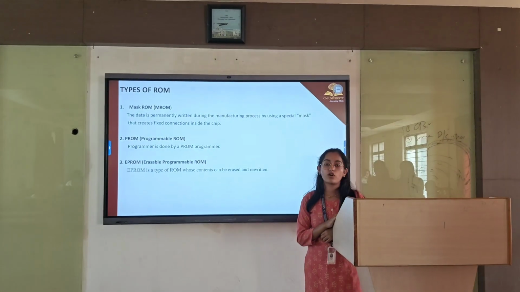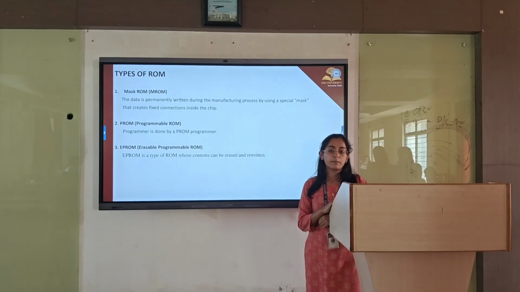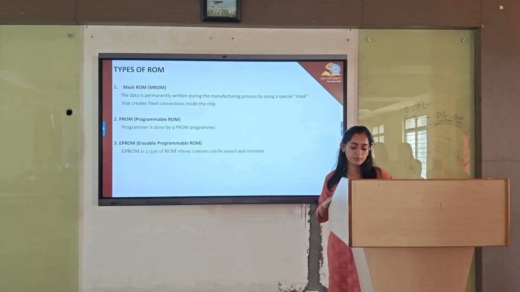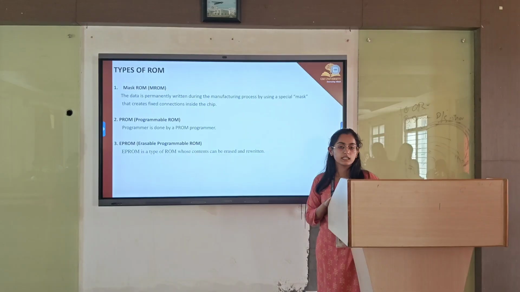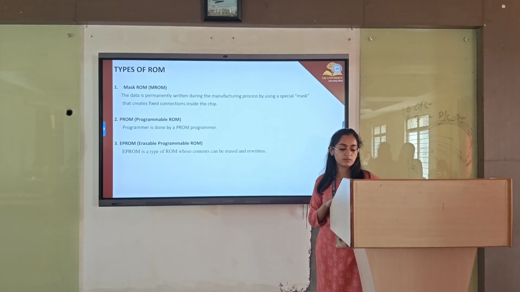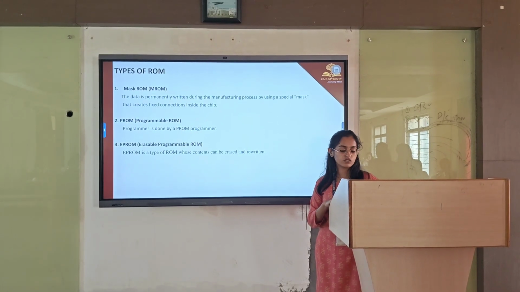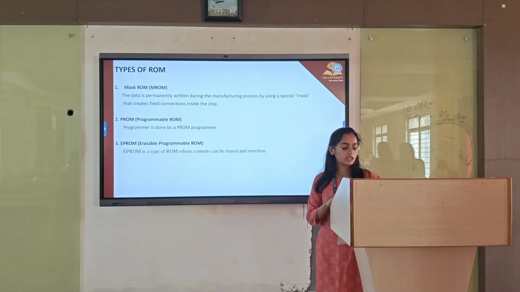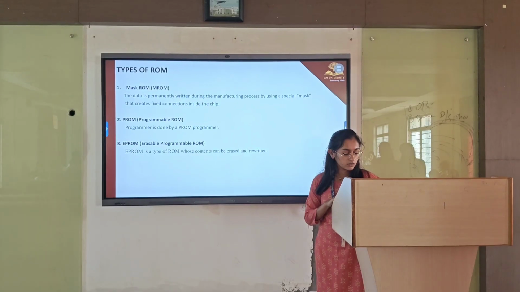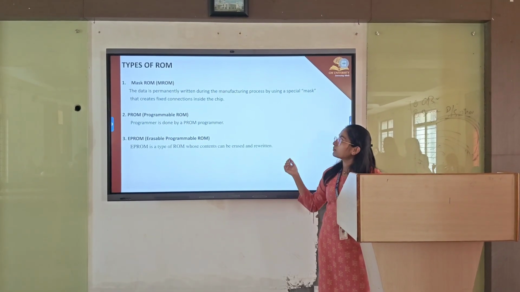Next, types of ROM. First one is mask ROM. Mask ROM is the earliest type of read-only memory. The data is permanently written during the manufacturing process by using a specific mask that creates fixed connections inside the chip. The user cannot modify or change the contents in mask ROM.